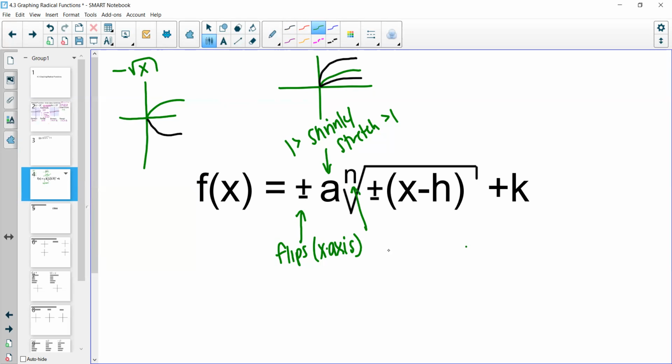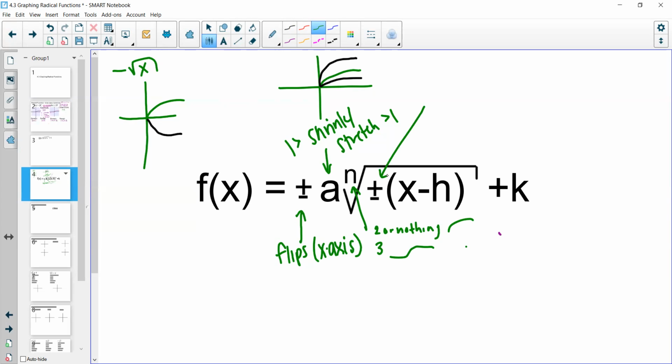Now, this n right here refers to the type of function. So remember, if it's a square root or there's nothing there, then what it's going to look like is this. If it's a cubed root, we're going to get that little S shape there. Now let's talk about these other elements.